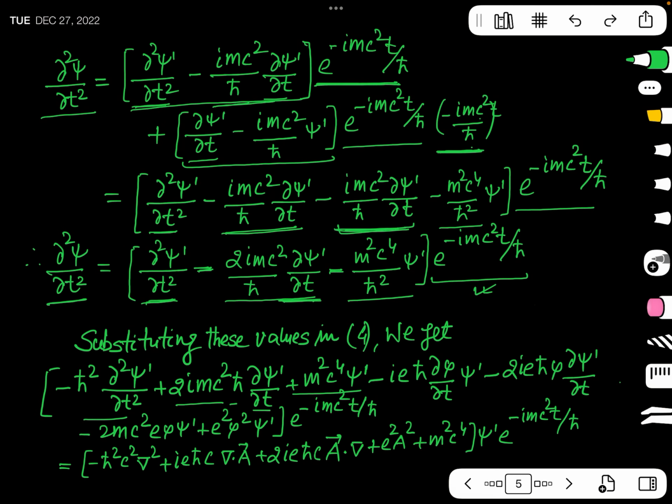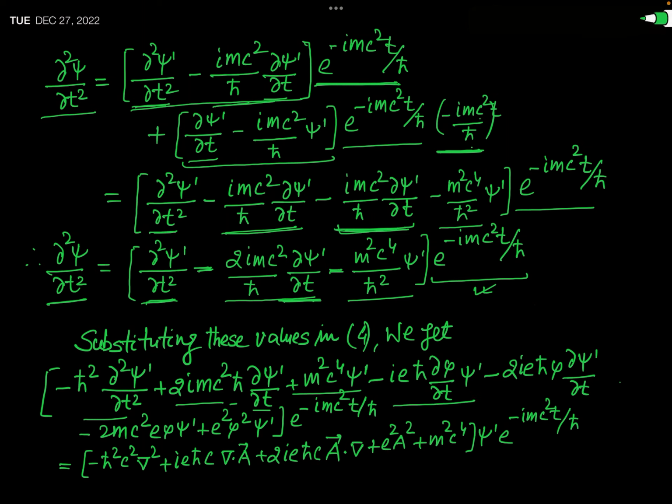So after substituting that value, you will see this is in fact minus ieħ ∂φ/∂t ψ' minus 2ieħφ ∂ψ'/∂t, and minus 2mc²eφψ' plus e²φ²ψ', and this is times e to the power minus imc²t/ħ. This is a common factor.